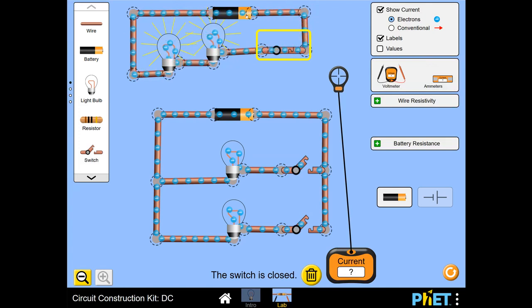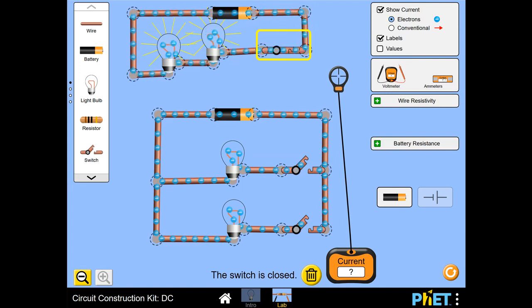Now, compared to the previous circuit, you should notice that the electrons are going more slowly and that the lights are not lit up as much. The reason for this is because it's now more difficult for the electrons to get pushed through these two lights. Because there's more what's called resistance, making it harder for the electrons to get through, they're going more slowly. So the light bulbs don't light up so much.